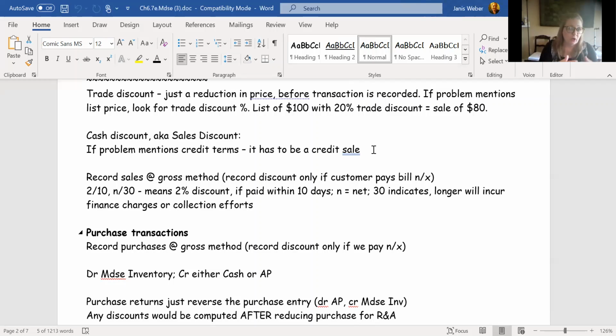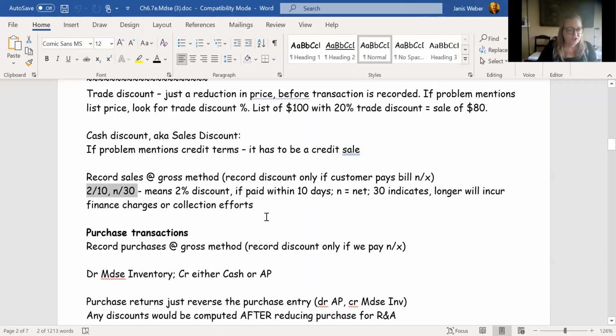then we would show that discount at the time of the payment. So we record the sale at the gross amount, and then at the payment date, they might get a discount based on these terms. Here's how the terms would be stated. It might say, and this is a very common one, 2/10, net 30.